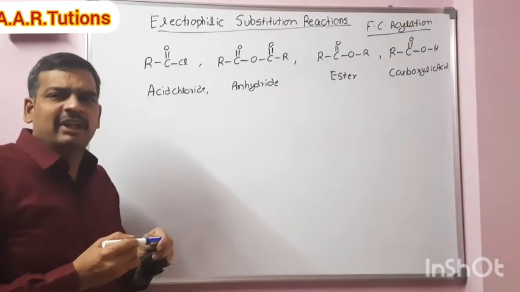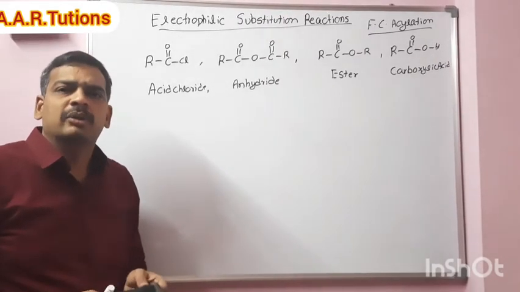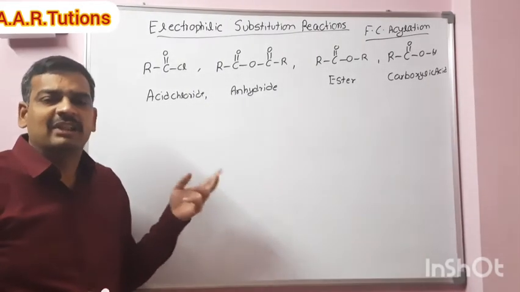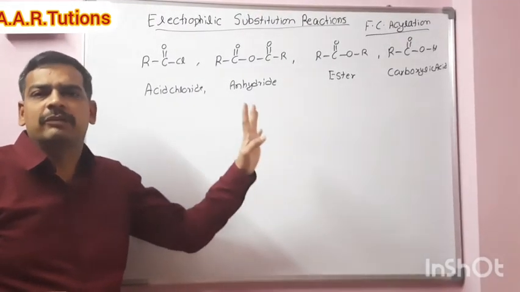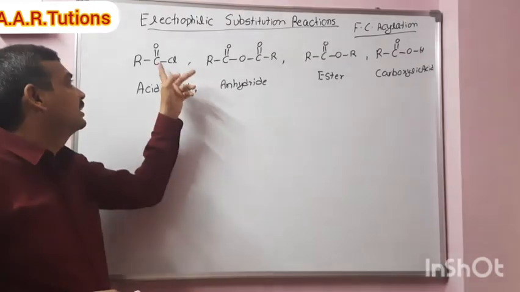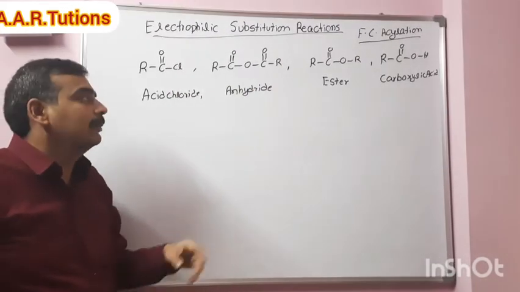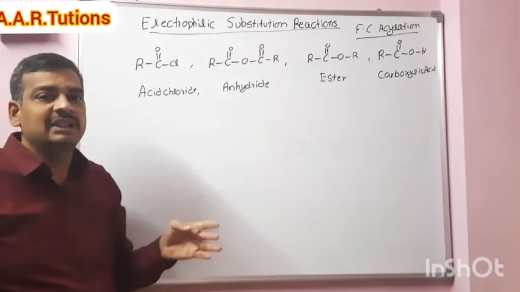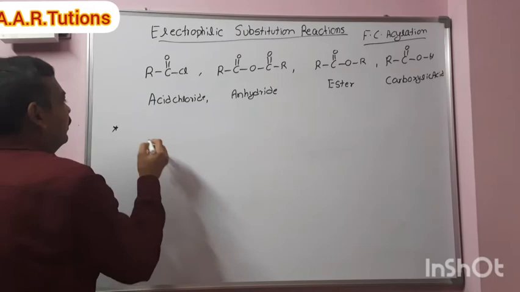Remember one point: in Friedel-Crafts alkylation, alkyl halides, cyclopropane, alkenes and alcohols undergo alkylation. Whereas in Friedel-Crafts acylation, acid halides, anhydrides, esters and carboxylic acids undergo acylation. Now, the side product formed in each case is different. In the case of acid chloride, HCl is the side product. In the case of anhydride, carboxylic acid is the side product. In the case of ester, alcohol is the side product. In the case of carboxylic acid, water is the side product. We will discuss this. Now, coming to the next problem, benzene.